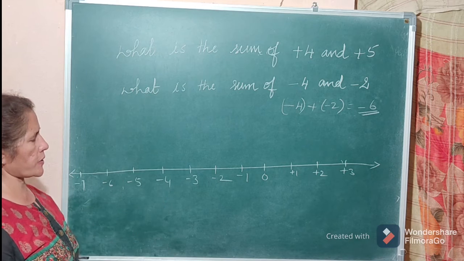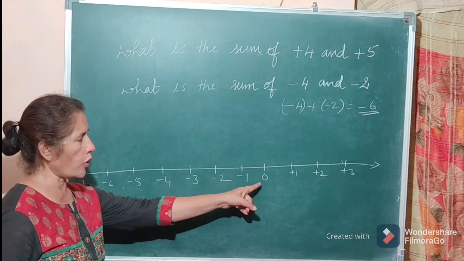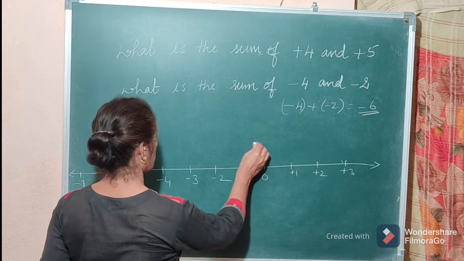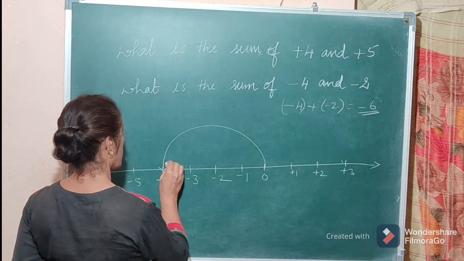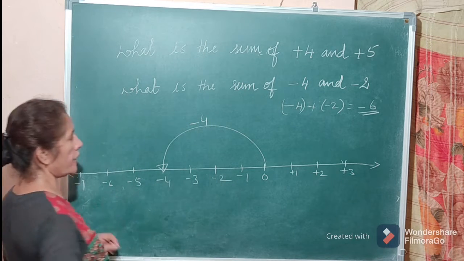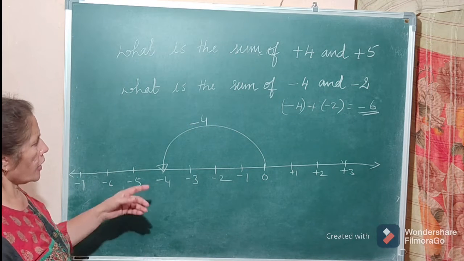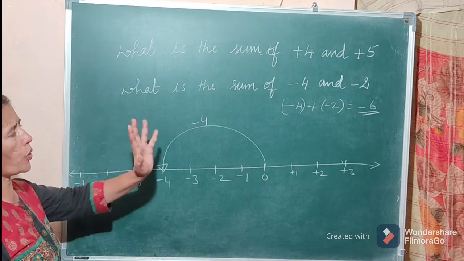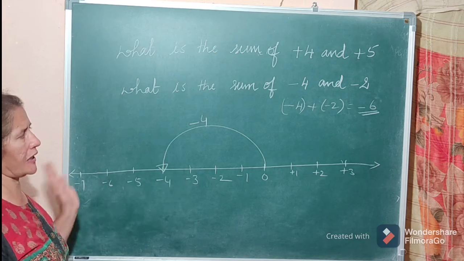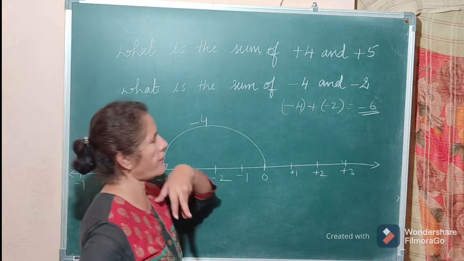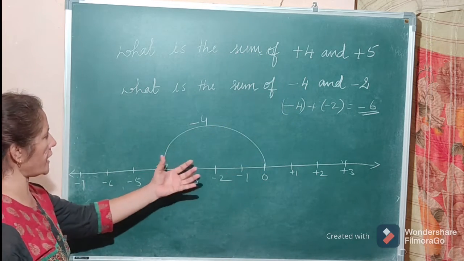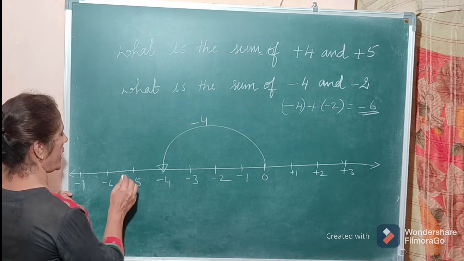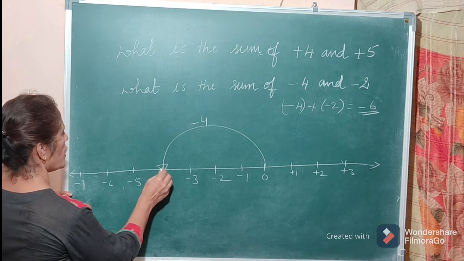Minus 4 plus minus 2. That means you have to go from 0 to minus 4. Now you have to add. Whenever you are adding, you are going in the same direction if both are positive or both are negative. For both positive, I went that side only. For both negative, I have to come this side only. Add minus 2: another 2 numbers, 1, 2.